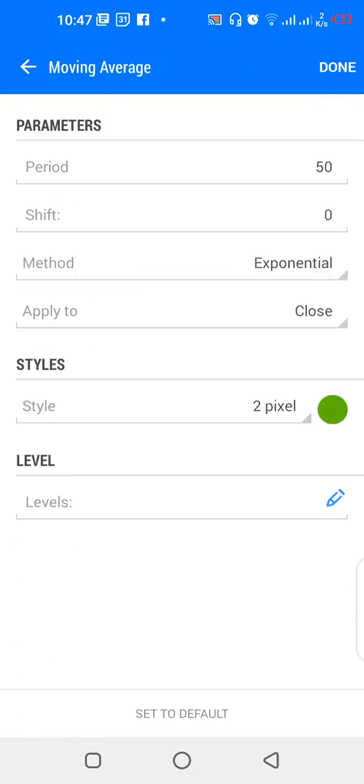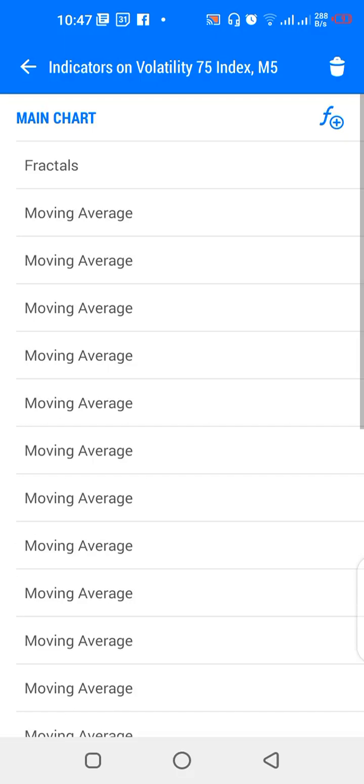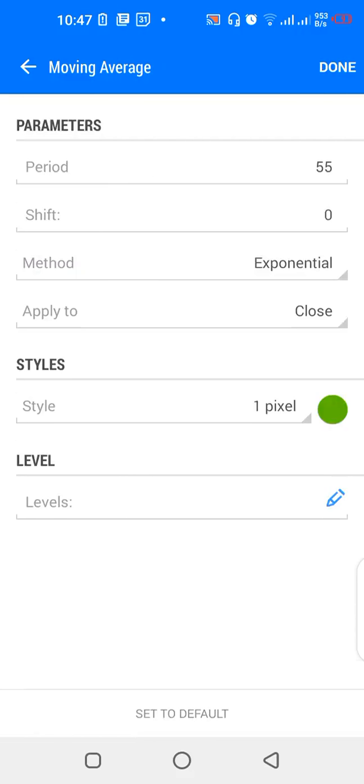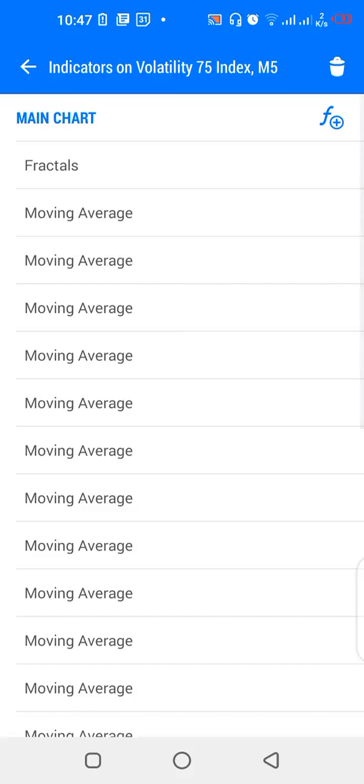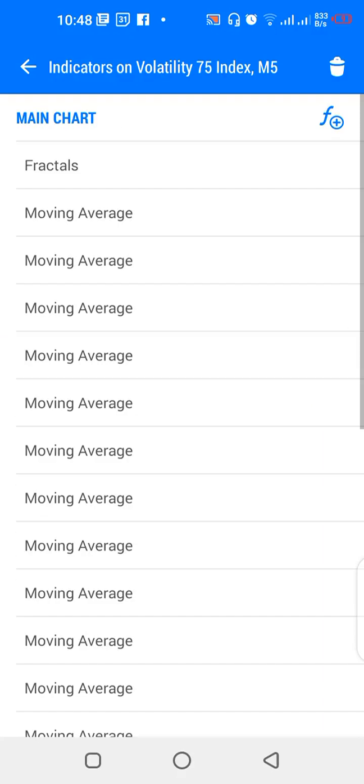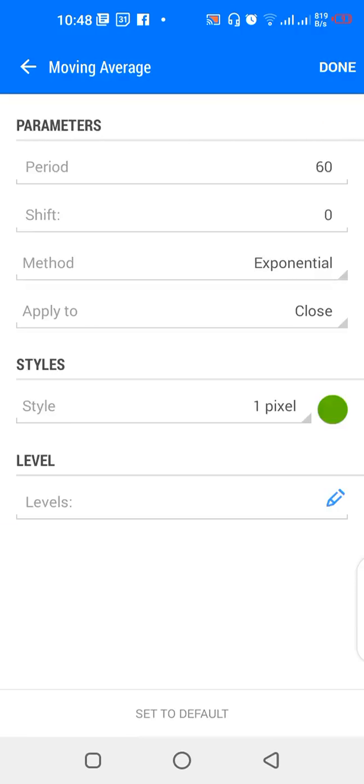Then the fifth one is 50 EMA, color is green. The sixth one is 55 EMA, also green. We have 50 green, 55 green. The seventh one is 60. So we have 50, 55, 60.